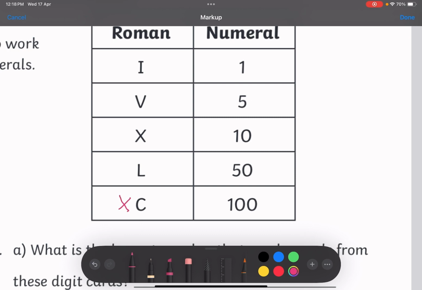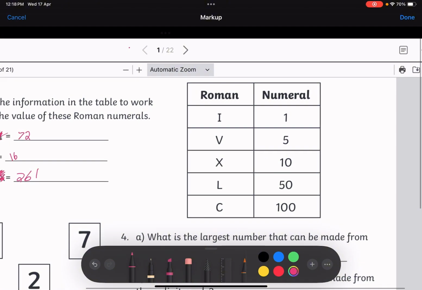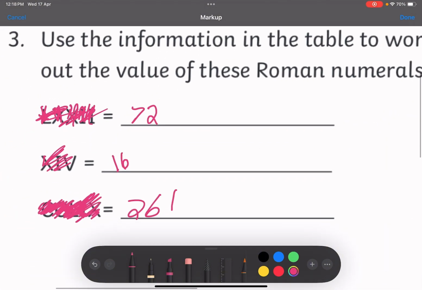Which means C take away X. C take away X, like 100 take away 10, would be 90. So I think that's a thing. I'm not sure, but hopefully it is. I don't want to be teaching you something wrong. But hopefully you learned Roman numerals after Z's.